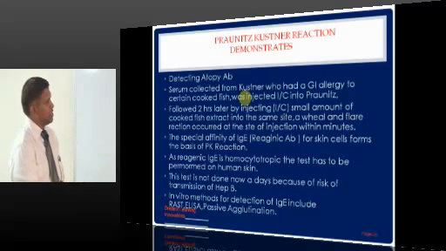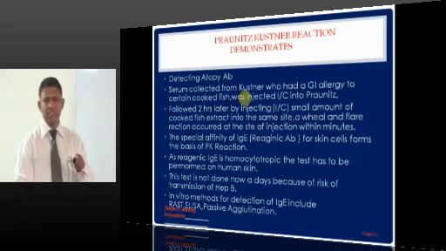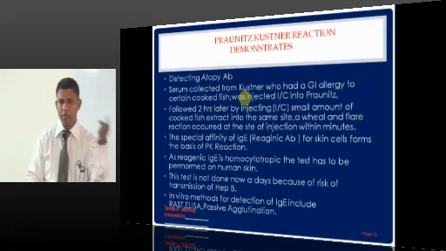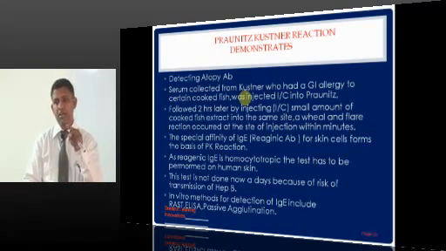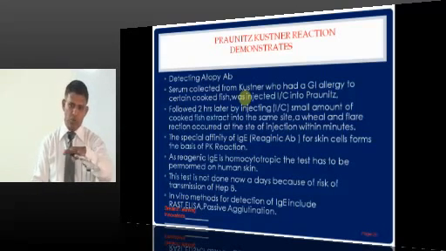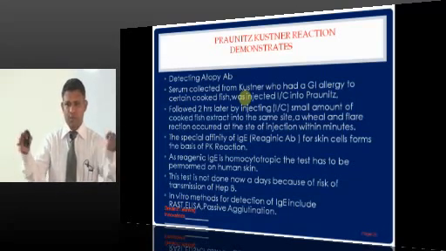Followed 2 hours later by injecting intracutaneously a small amount of cooked fish extract into the same site, a wheal and flare reaction occurred. This specific affinity of IgE, that is called reaginic antibody, for skin cells forms the basis of the PK reaction. Now why this? It occurs only in humans. You cannot demonstrate this reaction in other animals because IgE is homocytotropic, not heterocytotropic. It is homocytotropic. Only in Homo sapiens, human beings, can you demonstrate it.